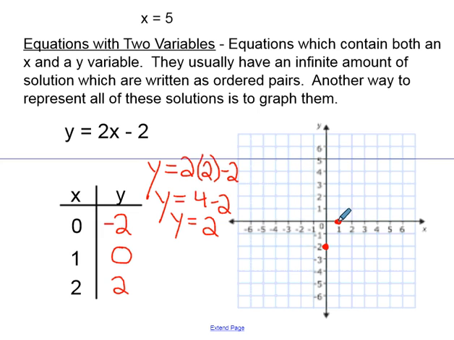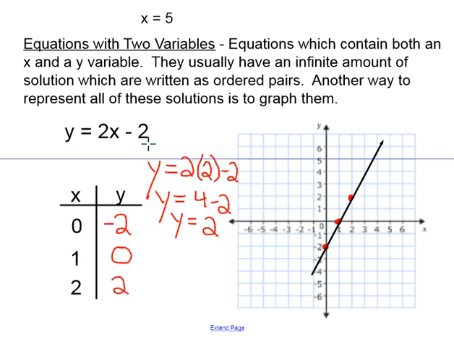So now I'm going to graph those points. So the first ordered pair here is just 0, comma, negative 2. So I go 0 over 0 and down negative 2, put my dot. My next ordered pair is 1, comma, 0. I go over 1 and 0 up or down, so my point is right there. My last point is 2, comma, 2, so I go over 2 and up 2.